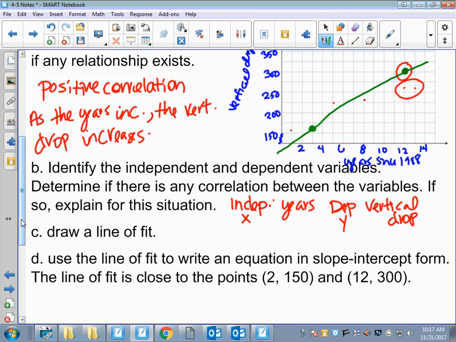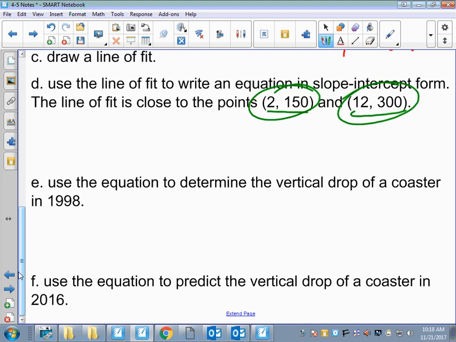Oh, it looks like it said, I drew a line of fit, use a line of fit to write an equation in slope-intercept form. So they're actually telling me use these two ordered pairs. So I probably should have made my line go through those two ordered pairs. So 2 and 150 and 12 and 300. So I was kind of close. So we'll just use these two ordered pairs, even though my line of fit's a little bit off. We're going to say that those two ordered pairs lie on that line of fit, and we'd write an equation.